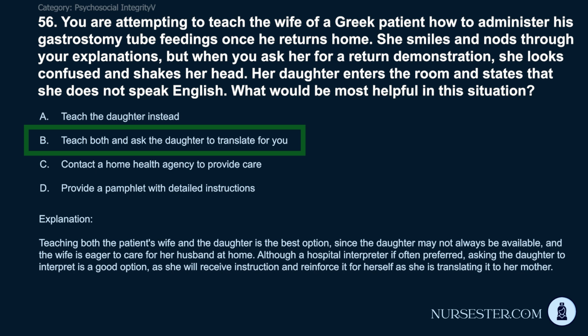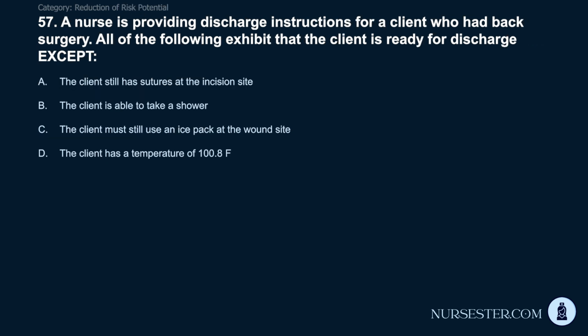Teaching both the patient's wife and the daughter is the best option, since the daughter may not always be available and the wife is eager to care for her husband at home. Although a hospital interpreter is often preferred, asking the daughter to interpret is a good option, as she will receive instruction and reinforce it for herself as she is translating it to her mother.